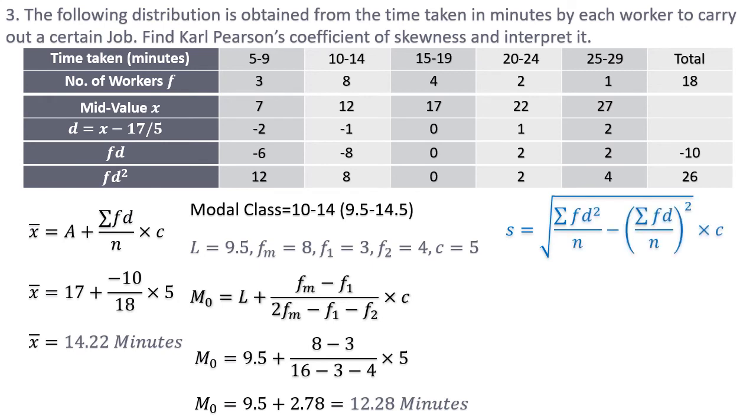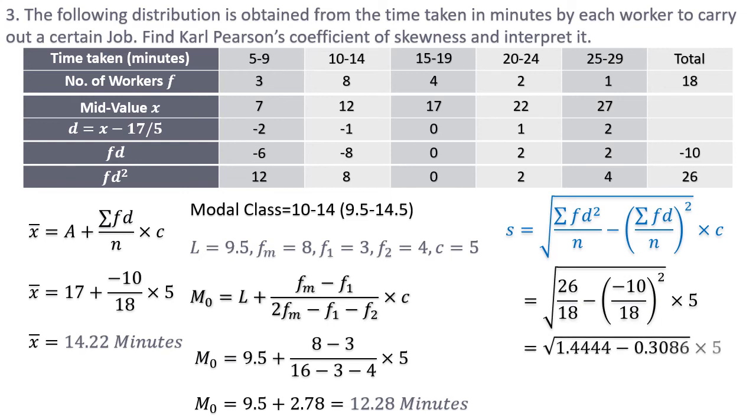Next, we have to calculate the standard deviation. Now standard deviation is calculated using the same formula, square root of summation fd square upon n minus summation fd upon n the whole square, into c. Put the values there. 26 upon 18 minus negative 10 upon 18 the whole square, whole root, into 5. 26 upon 18 is 1.4444. Negative 10 upon 18 the whole square is 0.3086. First find the difference, then take the root and then multiply it with 5. You get 5.33 minutes. So the mean is 14.22 minutes, the mode is 12.28 minutes, and standard deviation is 5.33 minutes. We will use all of these three measures to calculate coefficient of skewness.